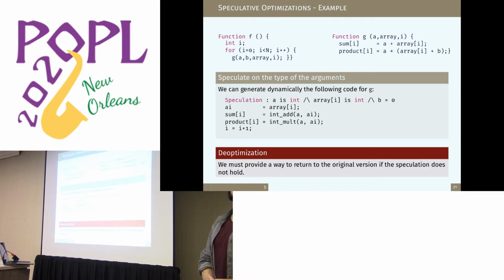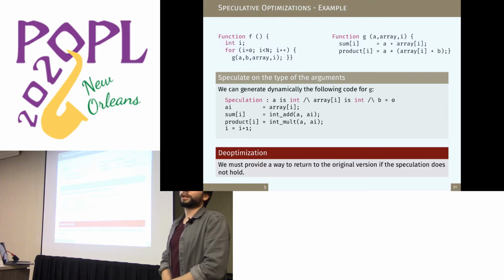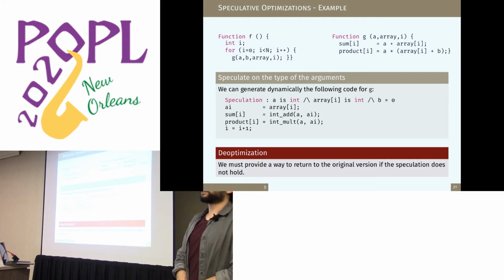And of course, because this is speculation, you have no guarantees that the next iteration will also follow this rule. So you need to find a way to go back to the unoptimized version in case your speculation is just not true.